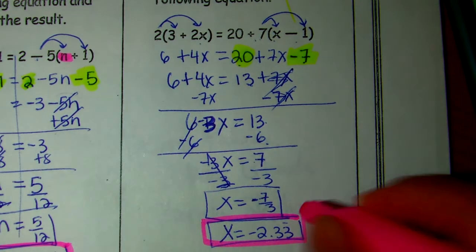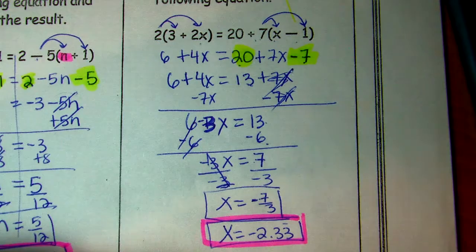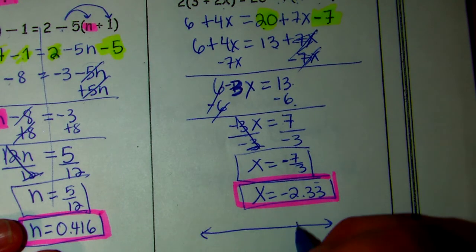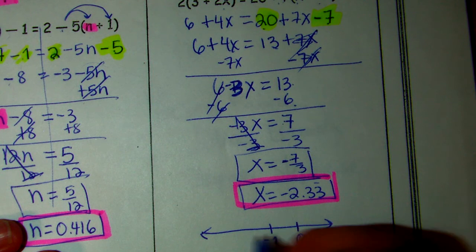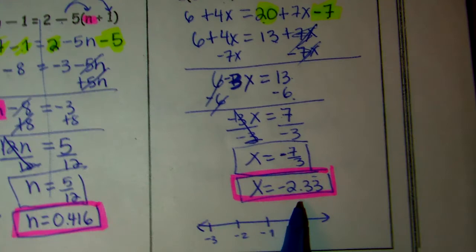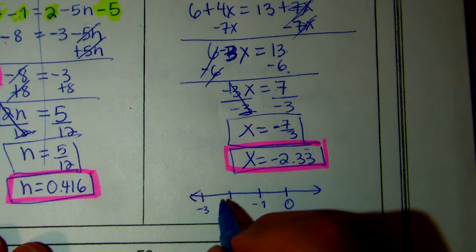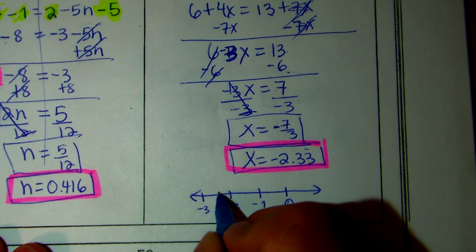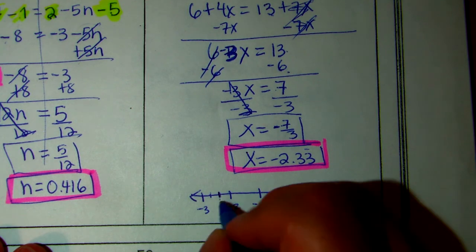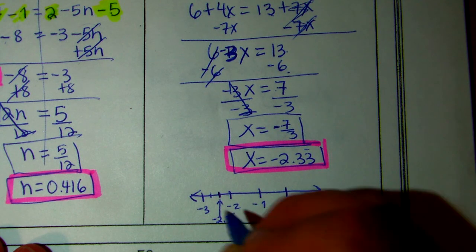Okay. And the graph. Here's the 0, here's the negative 1, here's the negative 2, here's the negative 3. This number is going to be between negative 2 and negative 3. 0.333, that will be a third. Okay, if you divide this into 3 parts, this will be 0.33. So this right here is your negative 2.333. Okay, and this right here is the value of x.